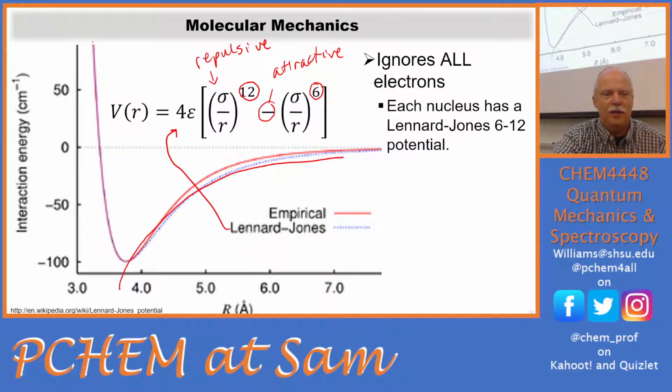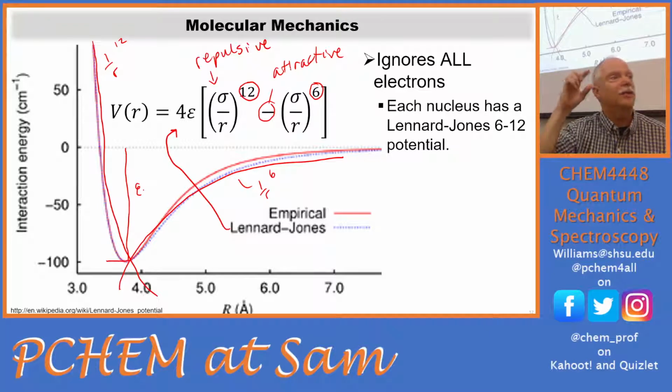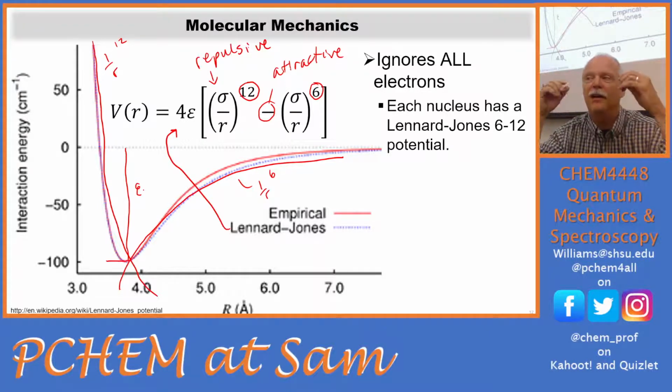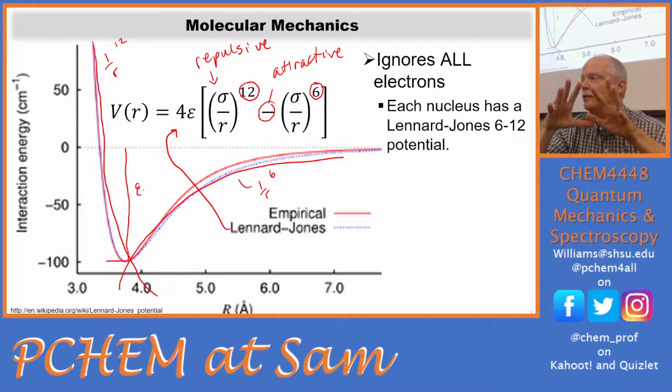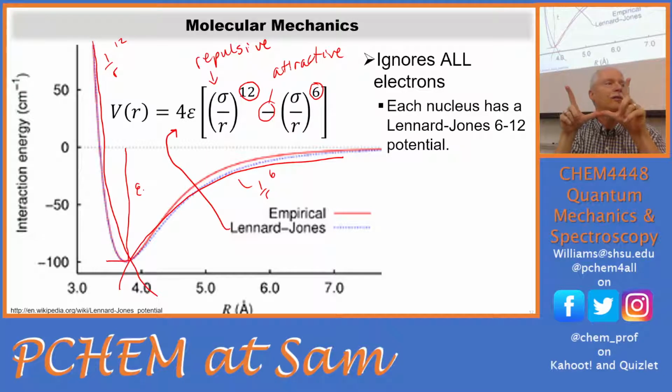So when the nuclei get too close, they repel each other. This is 1 over r to the 12th, and this is 1 over r to the 6th. Somewhere in the middle there's going to be a minimum, and that minimum is the energy of that interaction. So it has a particular bond length it likes, and a particular energy associated with that bond length. Now get your mind away from covalent bonds. This is every pair, so this could even be hydrogens on opposite ends of the molecule.